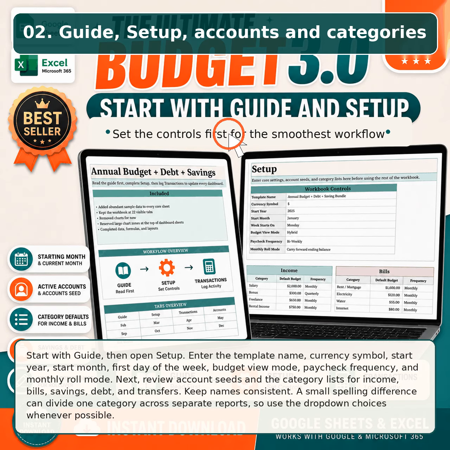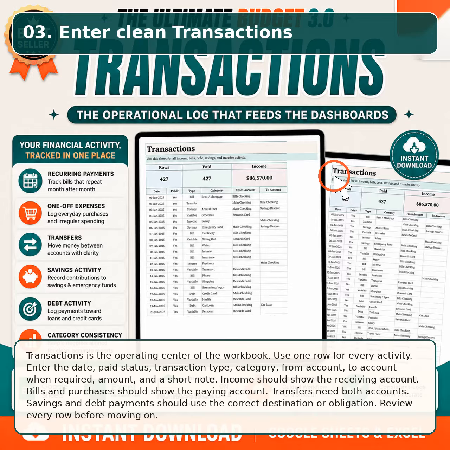Enter the template name, currency symbol, Start Year, Start Month, First Day of the Week, Budget View Mode, Paycheck Frequency, and Monthly Roll Mode. Next, review account seeds in the category list for income, bills, savings, debt, and transfers. Keep names consistent. A small spelling difference can divide one category across separate reports, so use the drop-down choices whenever possible. Transactions is the operating center of the workbook.